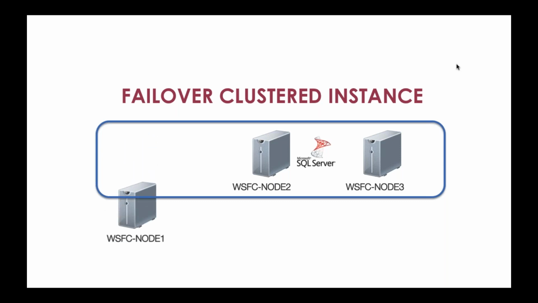At this point, you do the exact same thing as what you did with nodes 2 and 3. You remove node 1 from the possible owners list, and then you upgrade. Now, this is the only time that you incur downtime, because throughout the time that you're upgrading nodes 2 and 3, you didn't take the failover clustered instance offline. The applications can still connect to the database, and you're up and running.